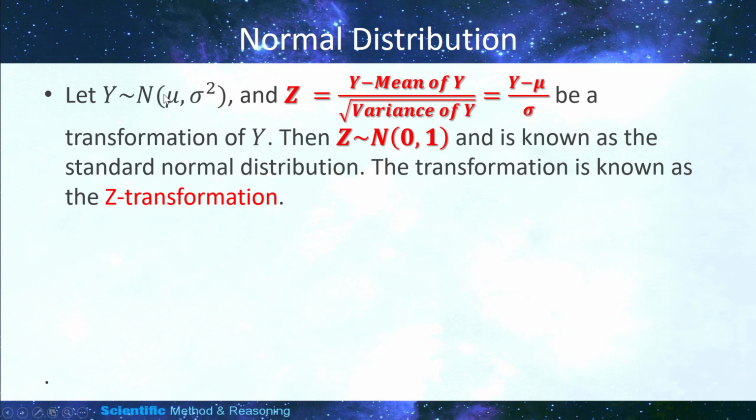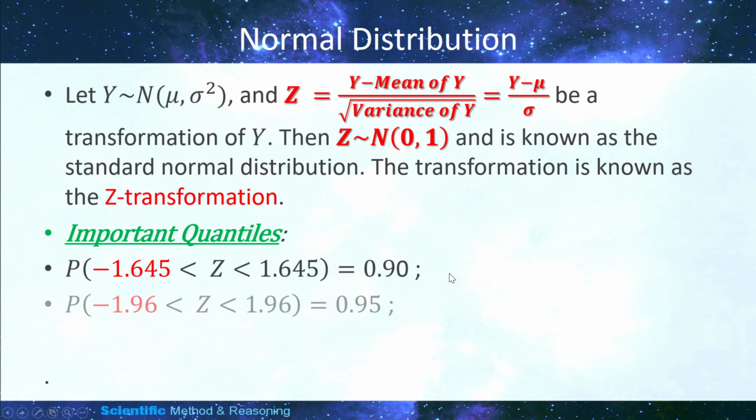Okay, and also we mentioned earlier about the Z transformation. We let Y follow a normal distribution with mean mu and variance sigma squared. And the transformed variable is denoted by Z, which is the random variable Y minus its mean, which is mu, and divided by the standard deviation of this random variable Y, which is sigma. This is known as the Z transformation.